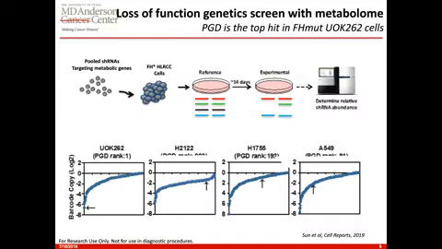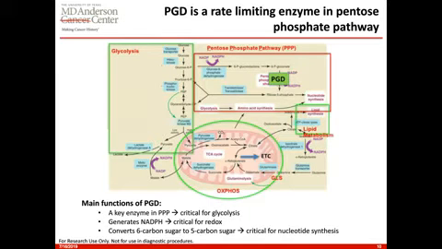Then we asked ourselves, PGD looks interesting. What is it? What does it do? So this is an enzyme in the pentose phosphate pathway. On the slide here, you see the glycolysis network. We have glycolysis, and we have the pentose phosphate pathway. Basically, PGD sits at the interface of the oxidative branch and the non-oxidative branch of the pentose phosphate pathway. So this is a rate-limiting enzyme in PPP. Because of the connection between PPP and glycolysis, PGD is actually critical for glycolysis, even though it is not a direct glycolysis enzyme.